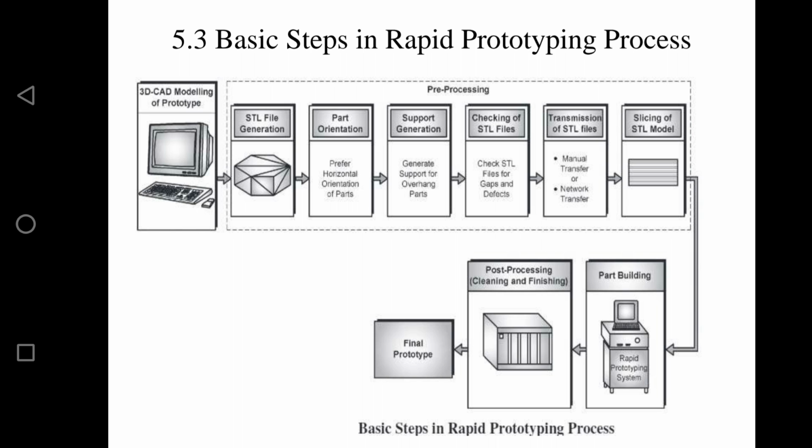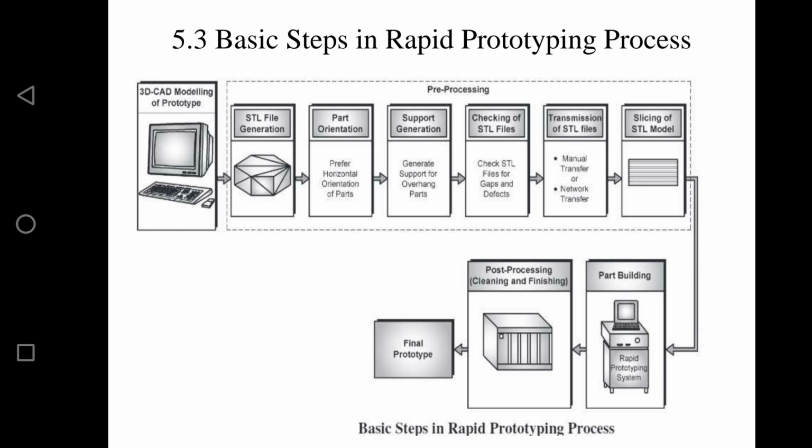We have a 3D CAD modeling of the prototype. Then in the pre-processing, we are going to generate an STL file. Then we are checking for the part orientation. Then we are generating the support for the parts. Then checking of STL files will be done after that. Then the conversion of these STL files into some other formats. Then slicing of the STL model into thin layers. Okay, so this part is your pre-processing.